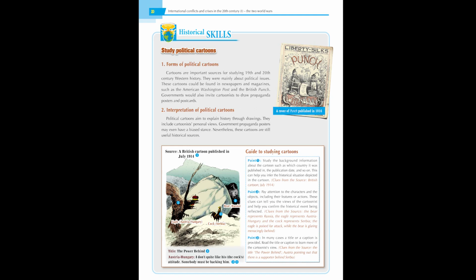2. Interpretation of political cartoons. Political cartoons aim to explain history through drawings. They include cartoonists' personal views. Government propaganda posters may even have a biased sense. Nevertheless, these cartoons are still useful historical sources.